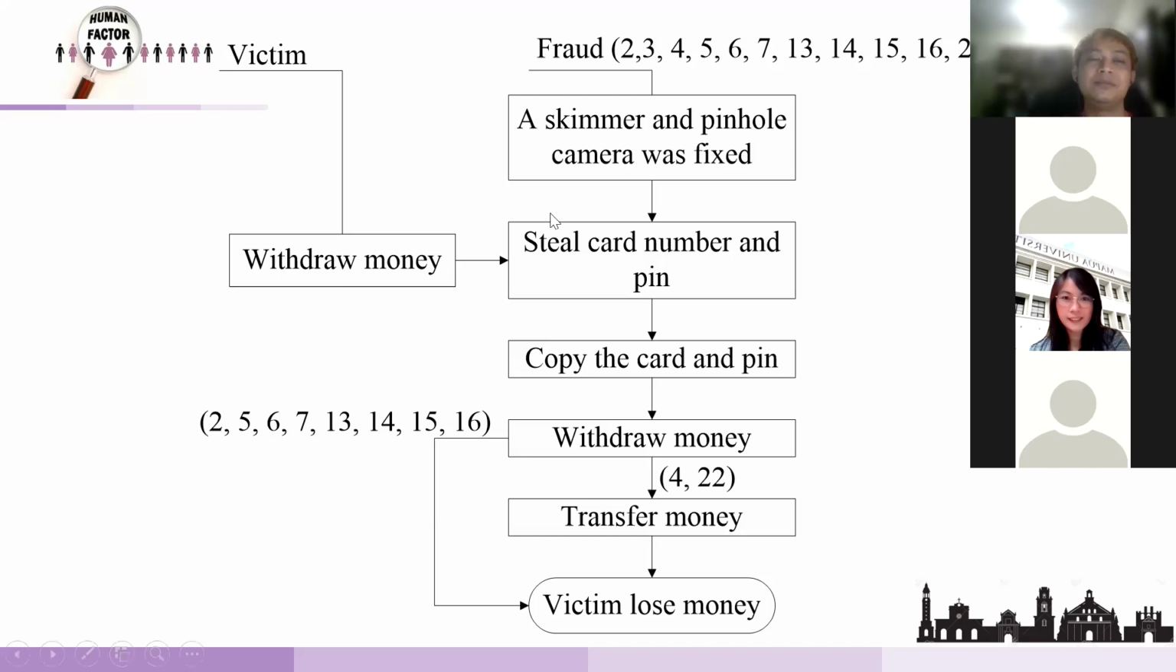Look, everyone, this is the victim, this is the fraudster. Later on, it goes to 2, 3, 4. This is actually easy. Now, the victim and the fraudster.